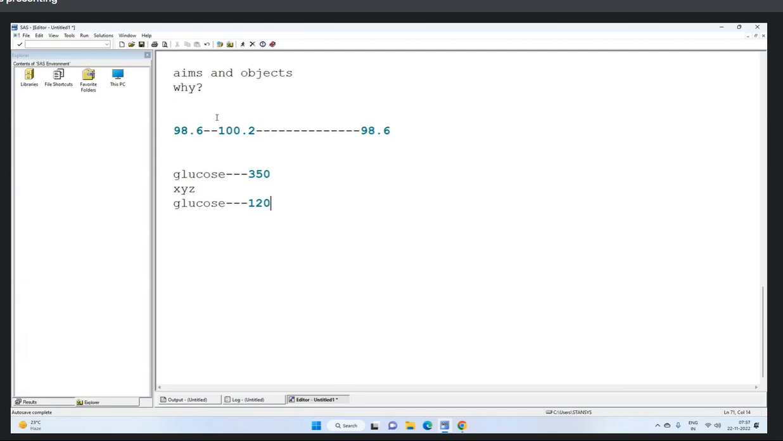So in this scenario, in this example, what is our primary objective of our study? What is the aim of our study? Reducing the blood glucose level is the primary objective of my study.